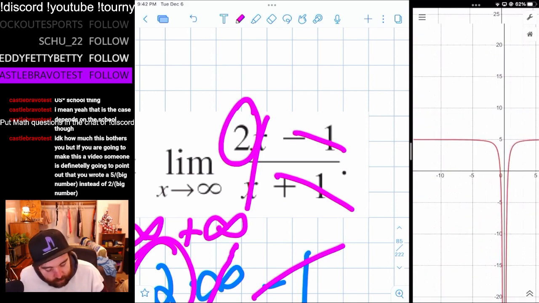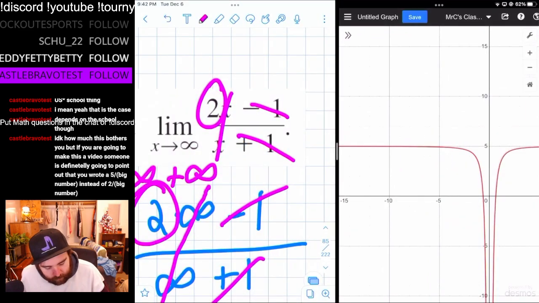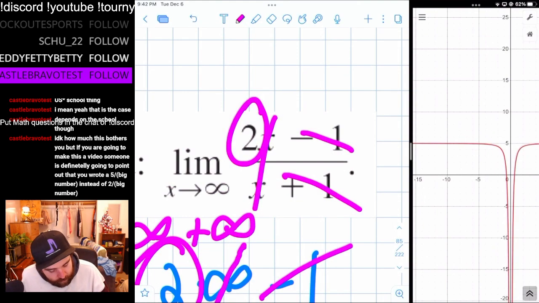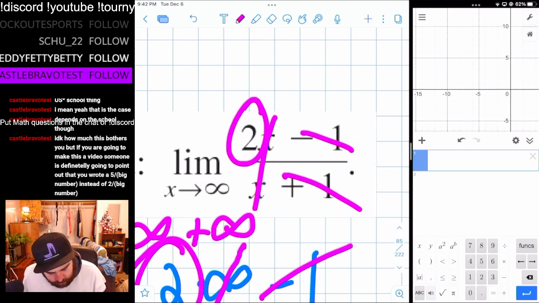So like, let's look at this graph and let's see how it applies to the graph. How do I pull up the equation bar? Oh, that's right. It's on the bottom over here. That's fine. That's even better. So it was 2x minus 1 divided by x plus 1.